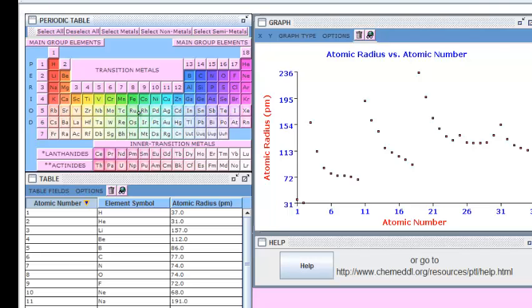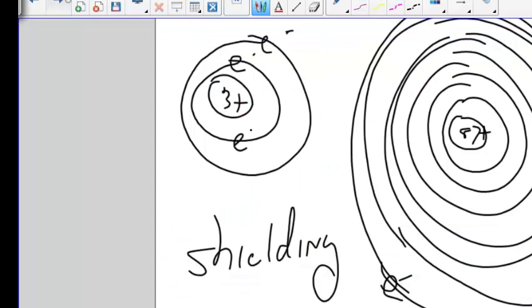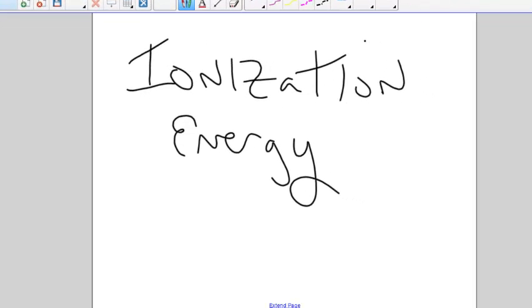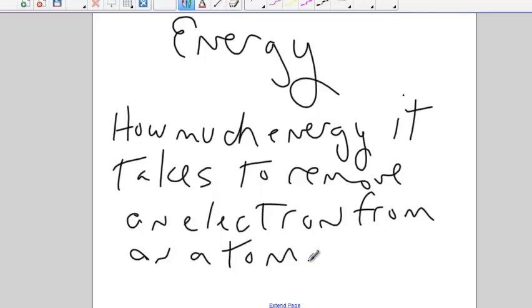Okay, that's radius. Now we've got ionization energy. The idea of ionization energy is how much energy it takes to remove an electron from an atom.